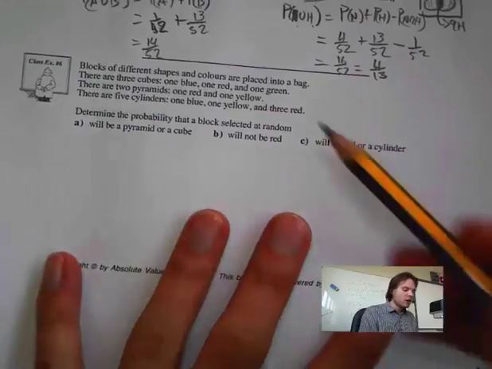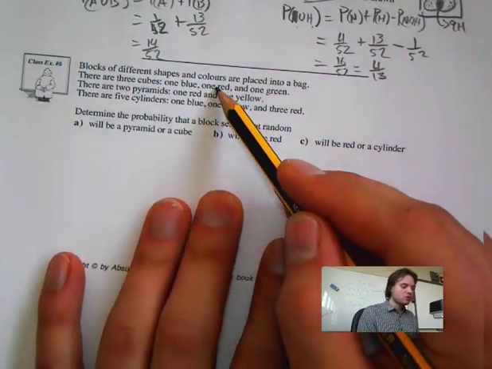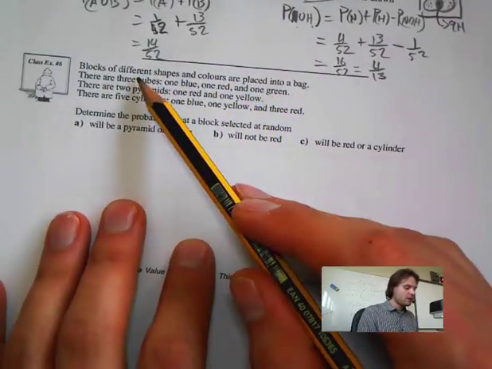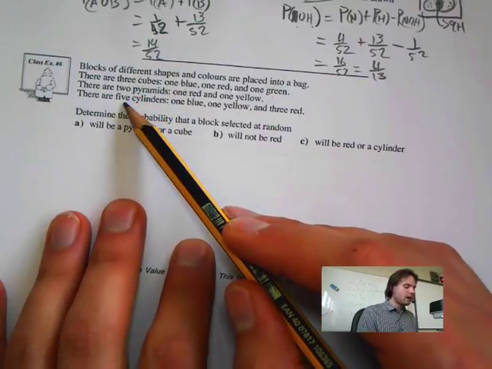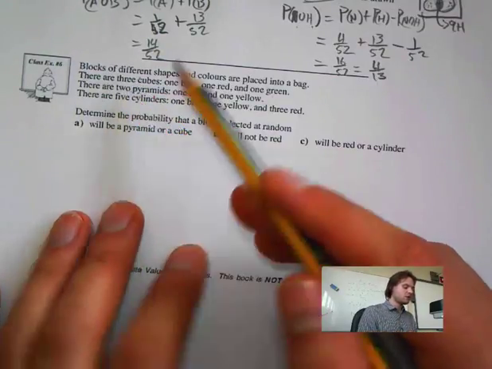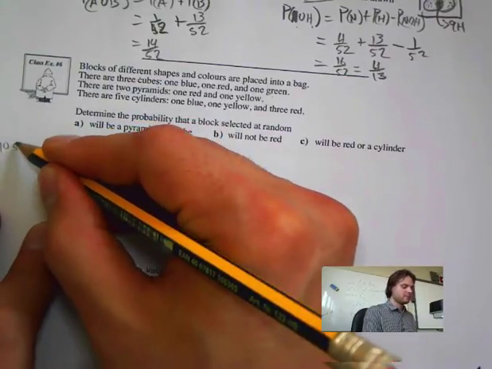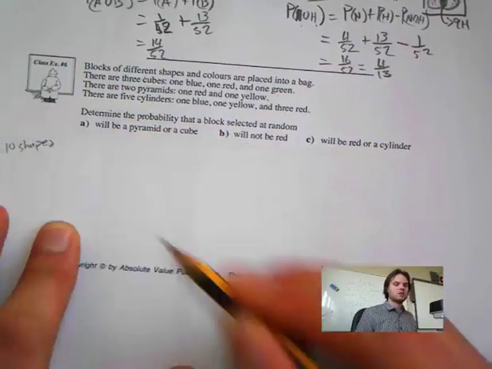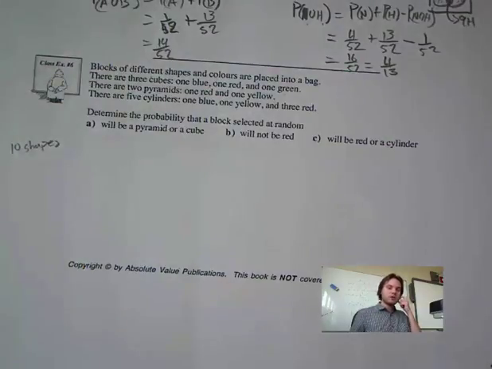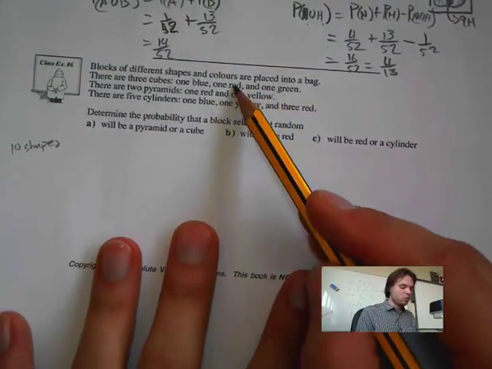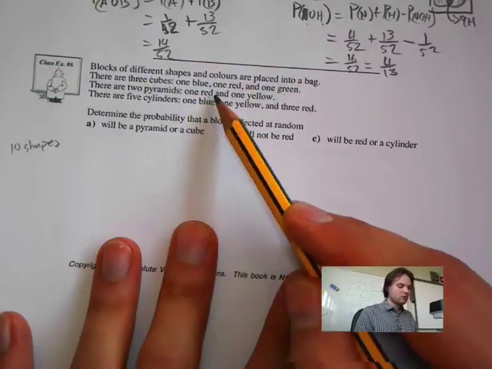So altogether, how many shapes do we have? We have 3, 2, and 5, which gives me 10 shapes. So there are a total of 10 shapes. I just want to know that, okay? Now I'm going to say how many red are there. There's 1, 2, 5 red.